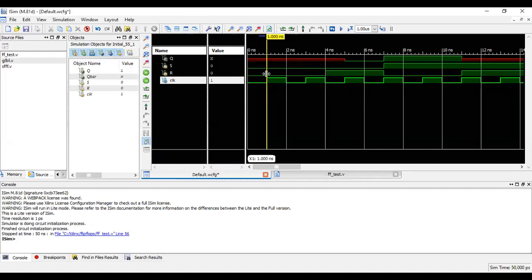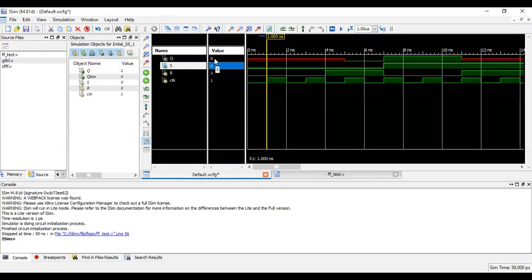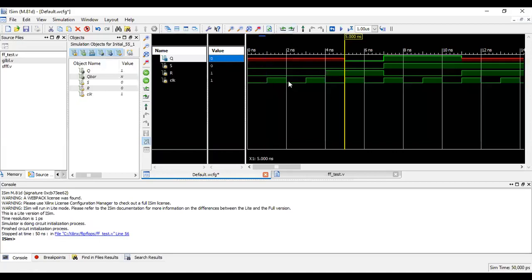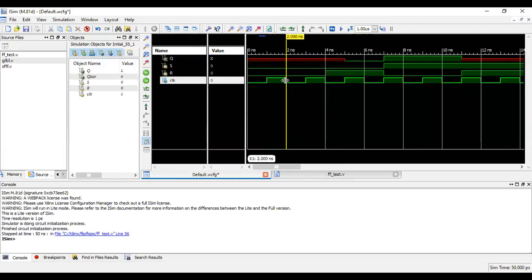During the positive edge of the clock, what is our S value? S is 0, R is 0. So what happens to Q? Q will be the no change state. No change, we don't have a previous state, so it is staying at X. Next, go to the next positive edge. This will be the falling edge, negative edge. So the next positive edge is over here. At the next positive edge, what is the S value? 0, and R value is 0. So Q is still in the previous state.